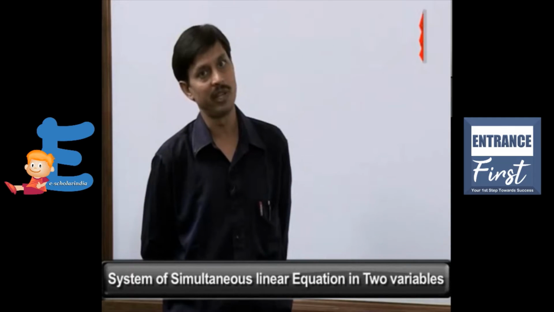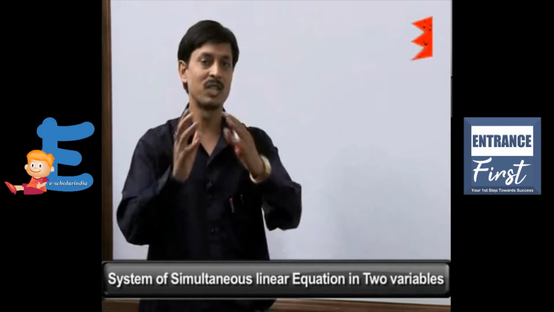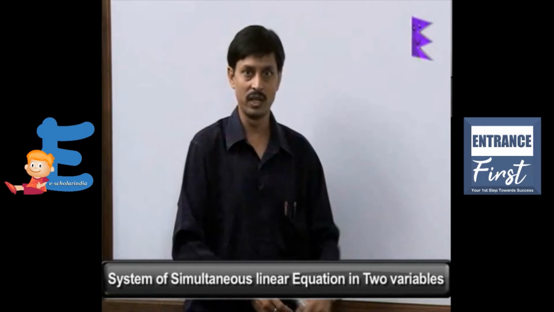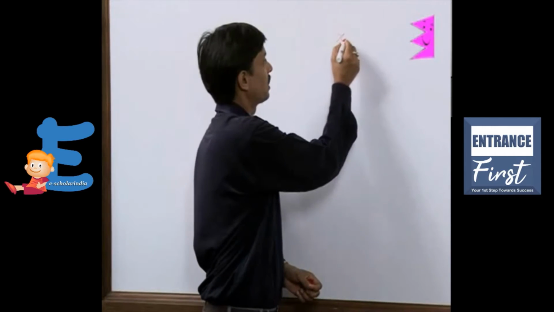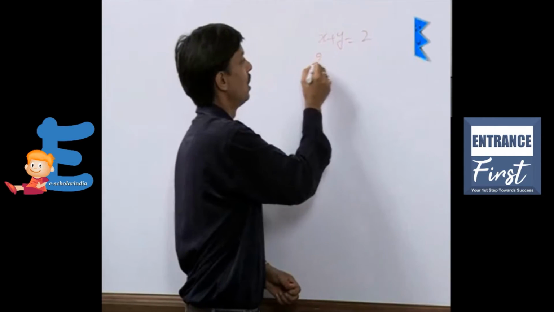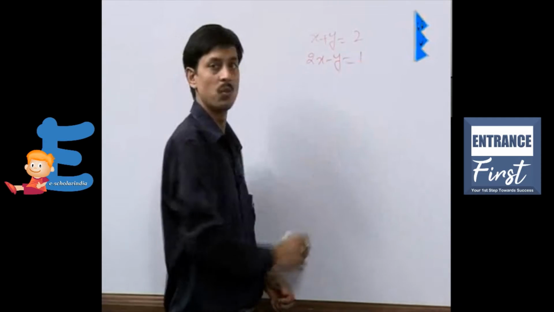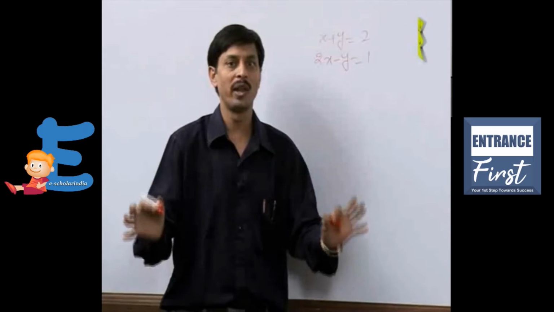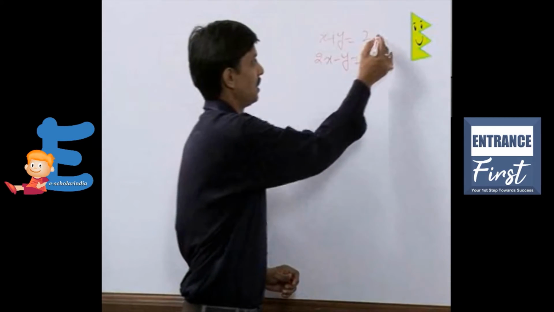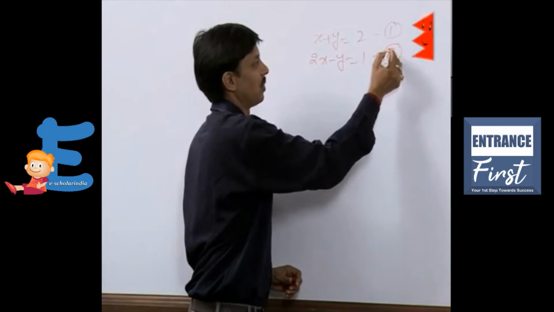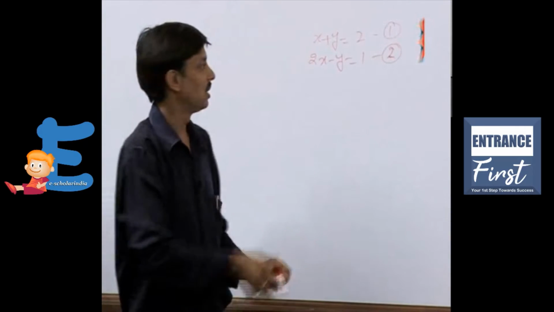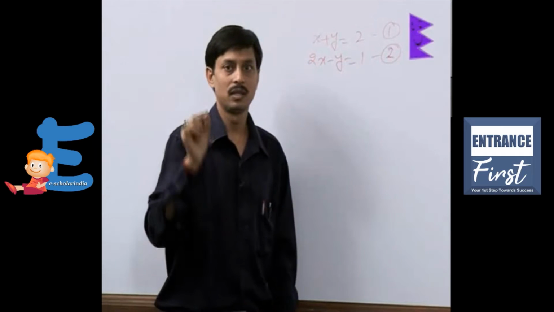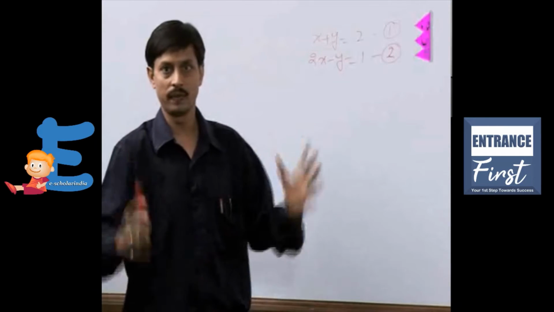That is the system of simultaneous linear equations in two variables. If two linear equations are written together, it looks like this. If I write x plus y is equal to 2 and 2x minus y is equal to 1, two linear equations in two variables written together, this is equation number 1 and this is equation number 2. It is known as a system of simultaneous linear equations.